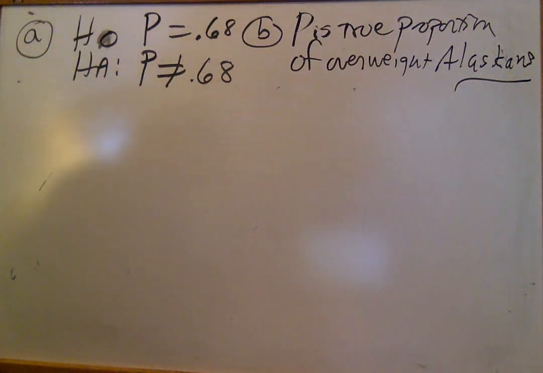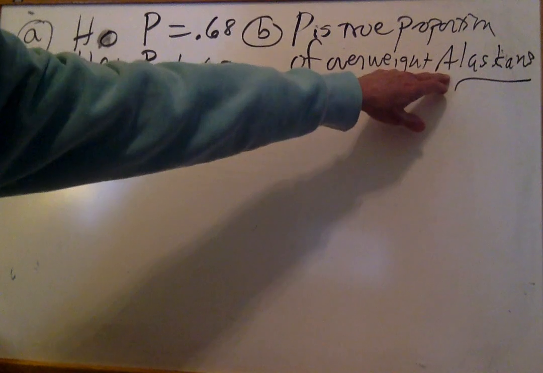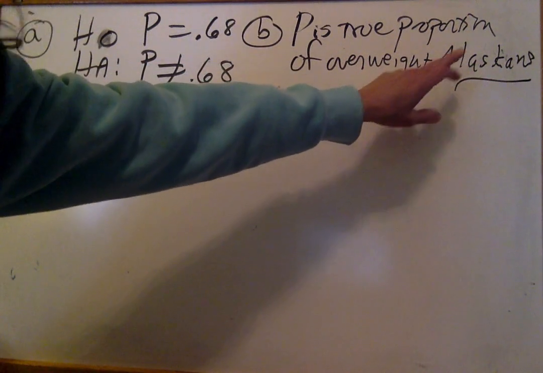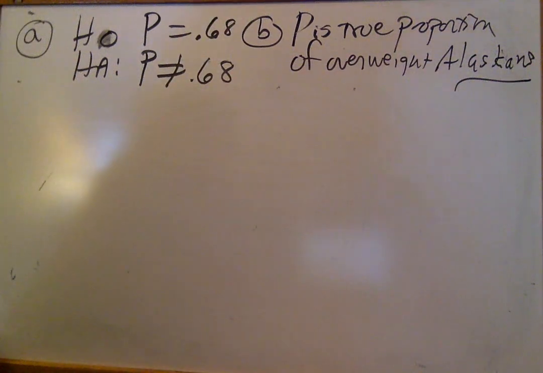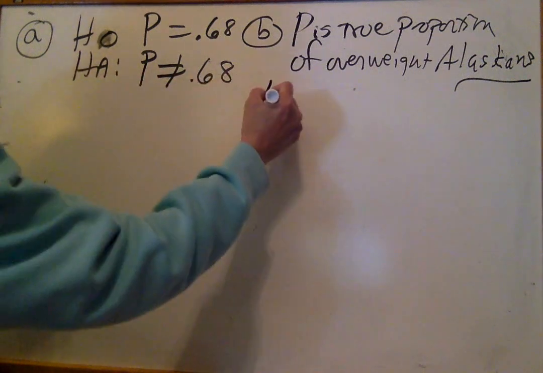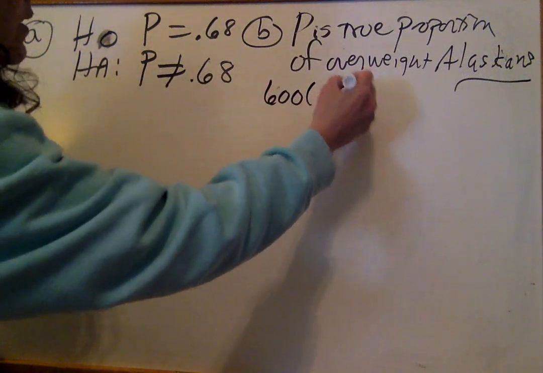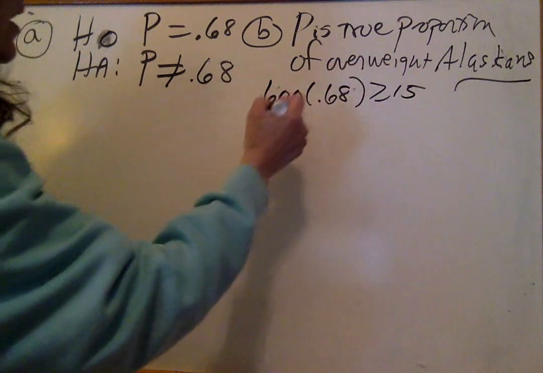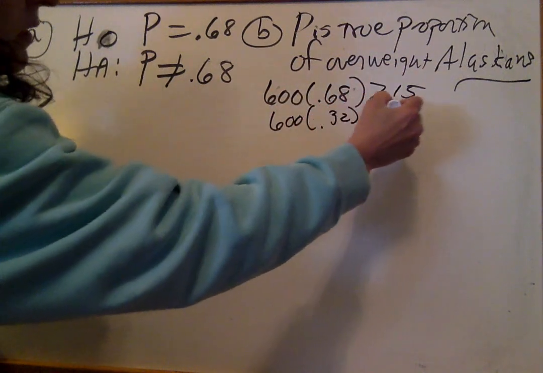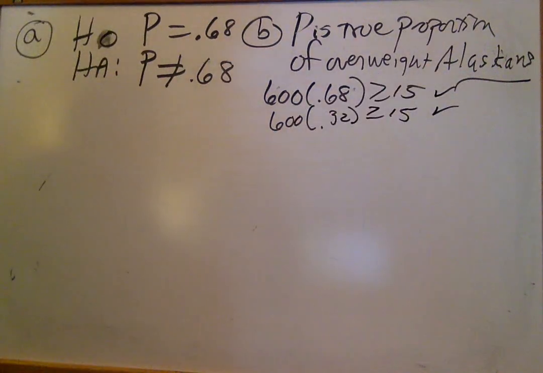P is the true proportion of overweight Alaskans. That's who we're clueless about. That's who we took the sample on. That's what we're trying to test. We know the truth about America. How do we know we have normality? n times 0.68 greater than or equal to 15 and n times 1 minus 0.68. We're totally good there. We're okay on normality.